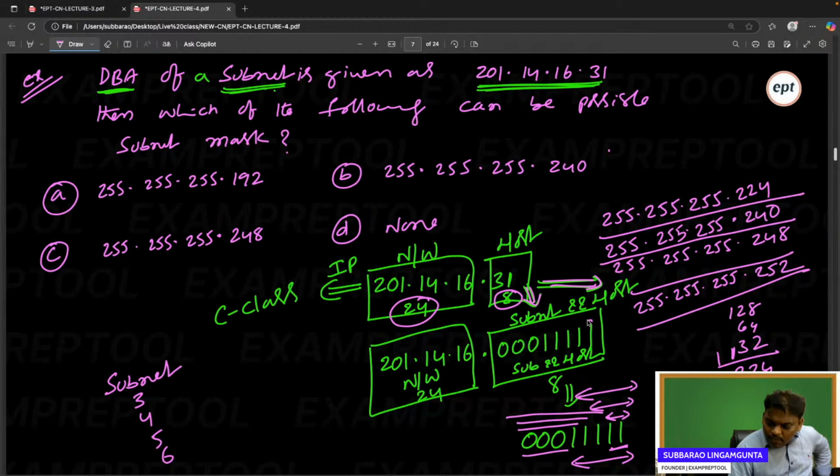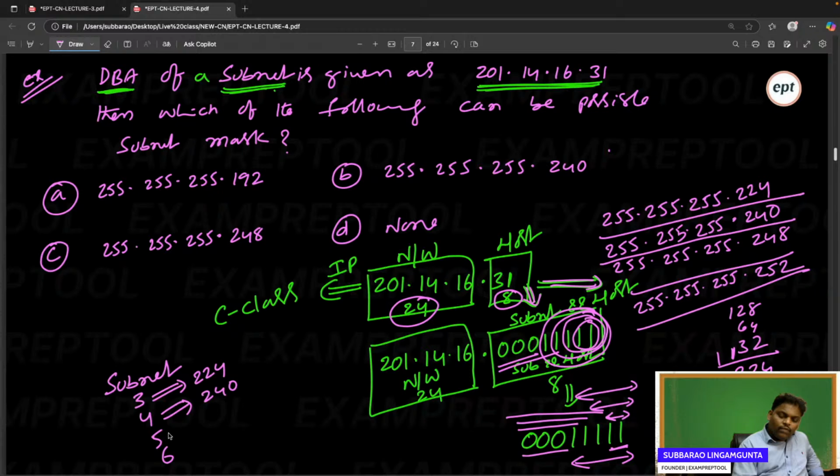This may be host, this may be host. The host part is all ones. But who knows? A few ones may belong to the subnet also. So the subnet may take 3 bits, maybe 4, maybe 5, maybe 6. If 3 bits in the last byte, the subnet mask is 224. If 4, 240. If 5, 248. If 6, 252. So in the available options, I think this one is not possible.